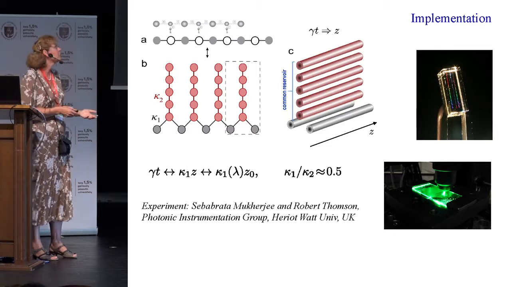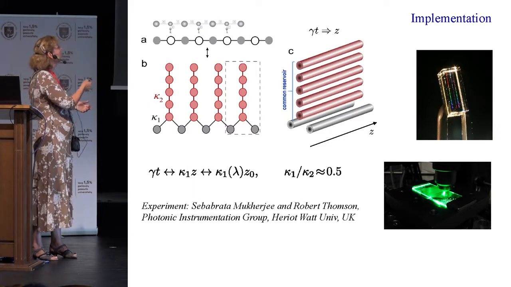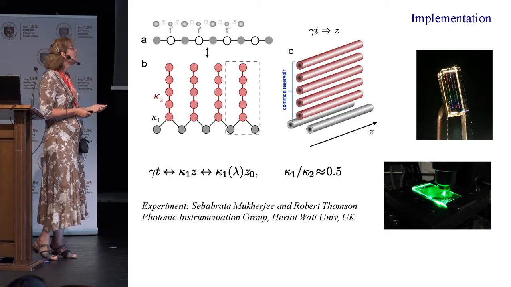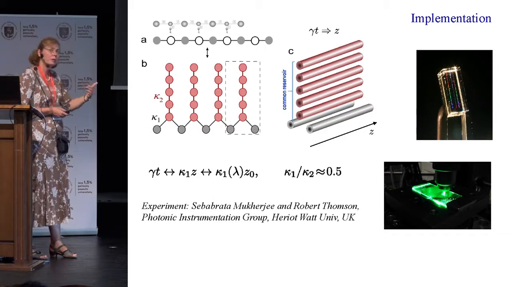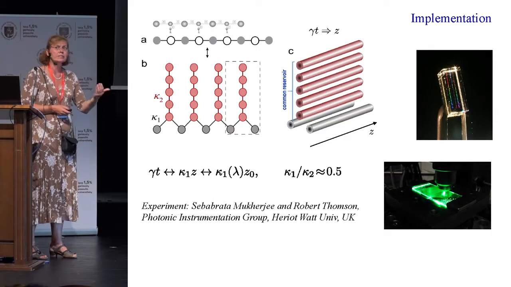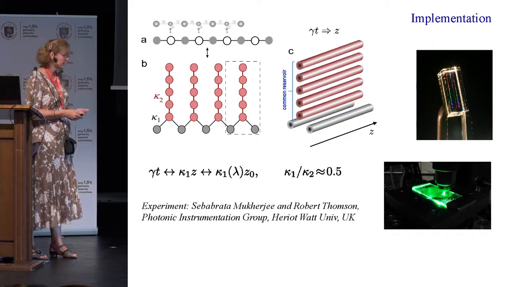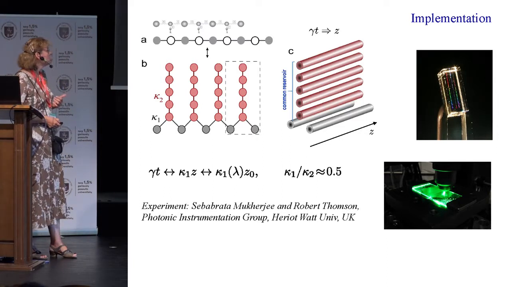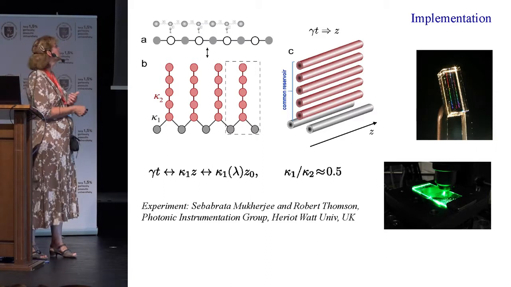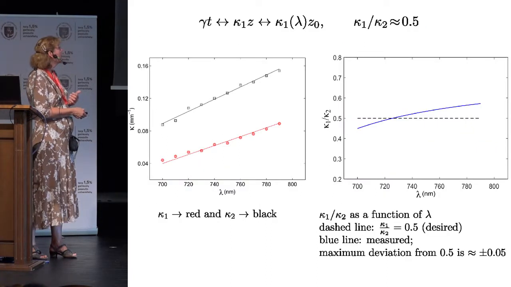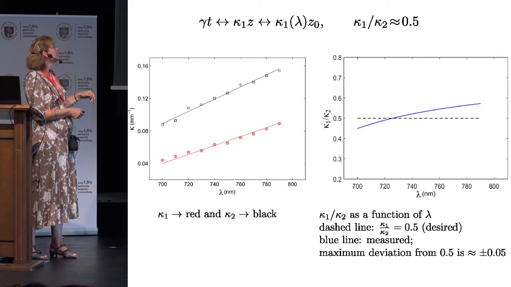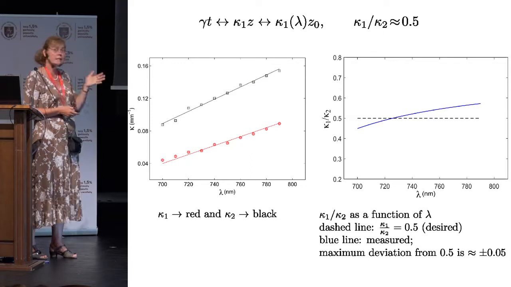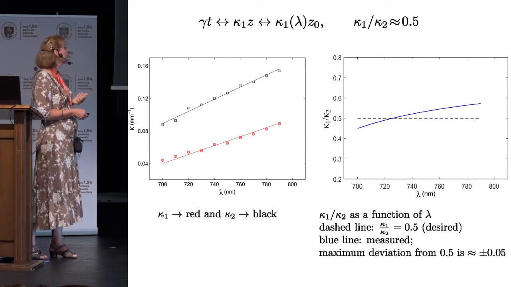So I prepare one sample like this, which is just a tiny glass plate with laser-inscribed waveguides. Then I just change the wavelength of my light and see the dynamics, basically this Lindblad dynamics. This is done in the photonic instrumentation group at Heriot-Watt University, who are our experimental collaborators. And this replacement is justified. You can see that the ratio between the coupling constants, which is essential for me, stays stable enough for me to play like this.